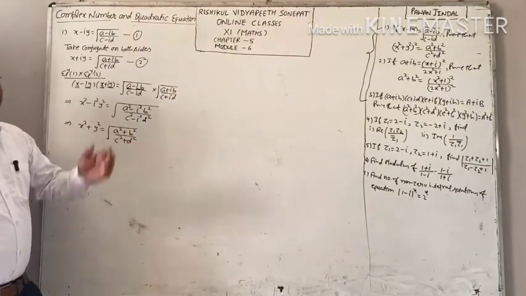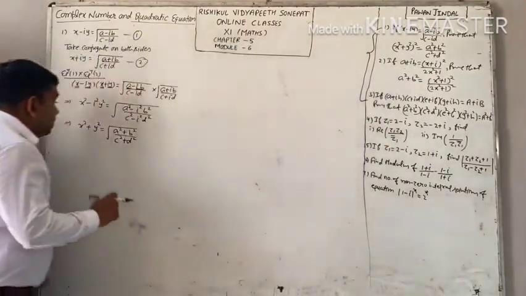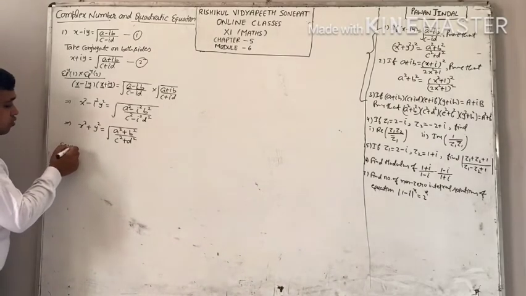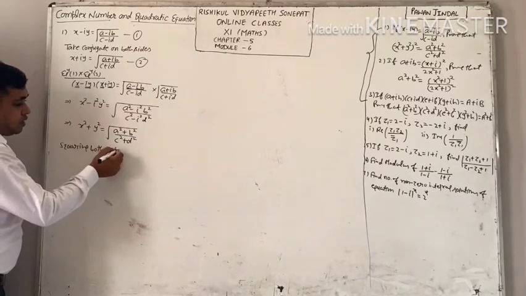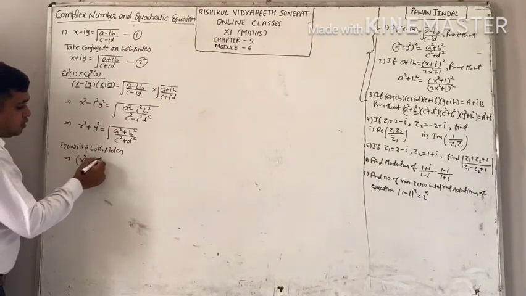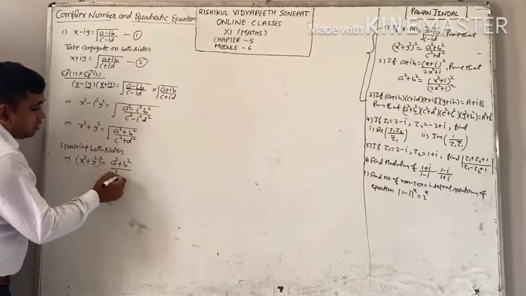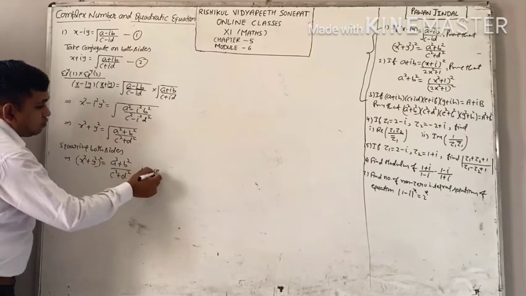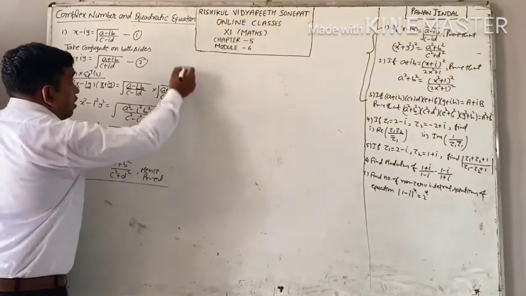Now see your answer. In our answer we don't require any square root term. That's why you will take squares on both sides. Squaring both sides, you will get (x square plus y square) whole square equal to (a square plus b square) divided by (c square plus d square). And this is what you have to prove. Now move to the next problem.